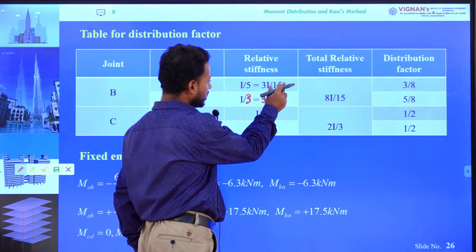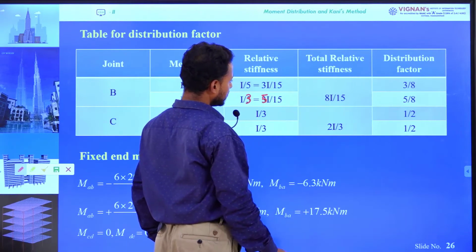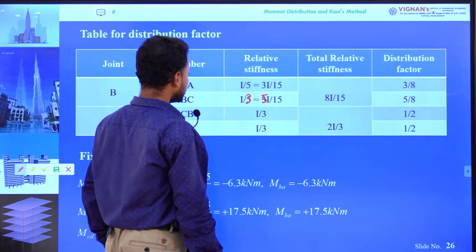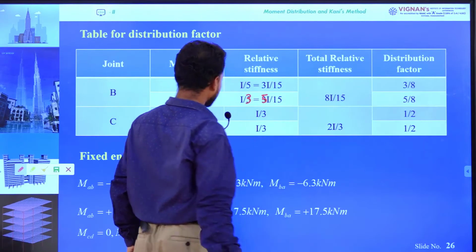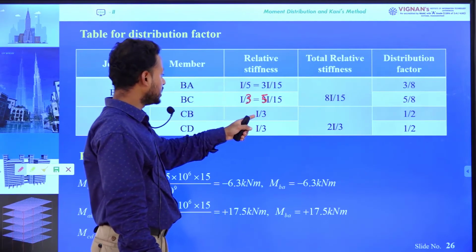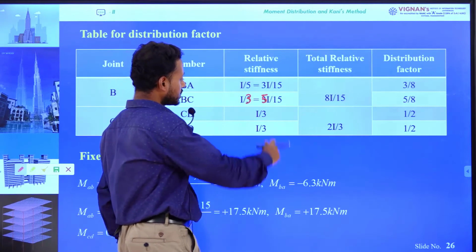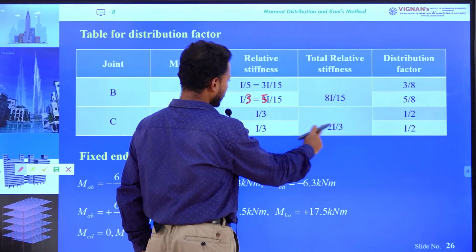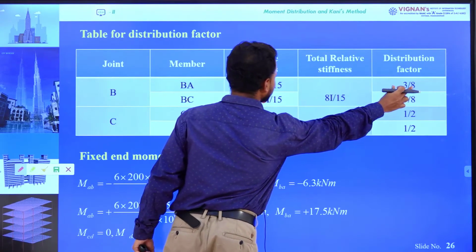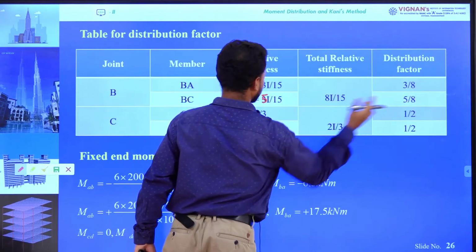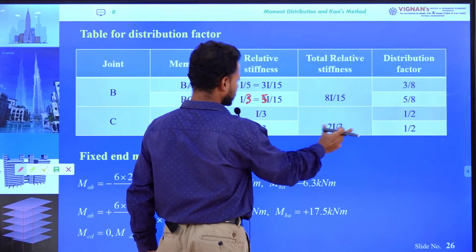If you keep the denominator the same, the process will be very easy. Next, total relative stiffness will be 5 plus 3 equals 8I by 15. In case of CB, the span is 3. So in both the cases span is 3, so relative stiffness will be I by 3, I by 3. Next you add these two terms, you have 2I by 3. Next you find out the distribution factor. This term by this term will be 3 by 8. This term by this term will be 5 by 8. This term by this term will be half, and this term by this term will be half.